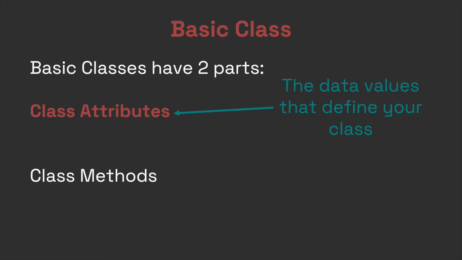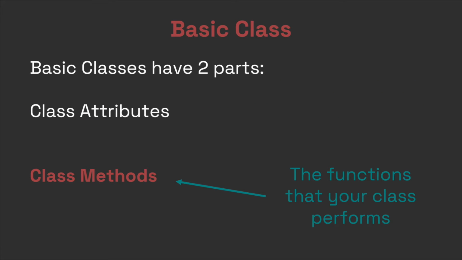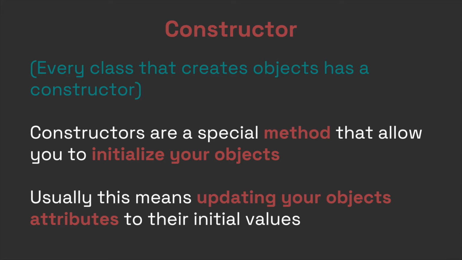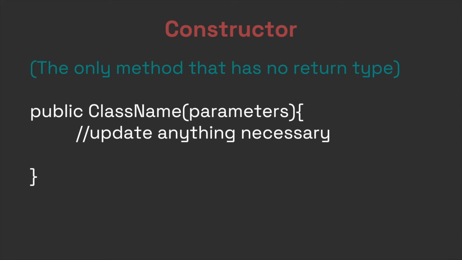The class attributes are the data values that define your class, and the class methods are the functions that your class, more specifically that the objects of the class, can perform. Constructors are a special method which give you the ability to initialize your objects. Typically, this entails updating your object's attributes to their initial values. Notice how the constructor is the only method that has no return type.